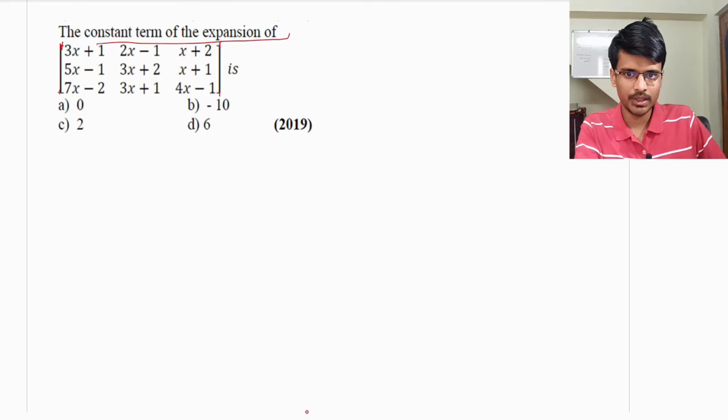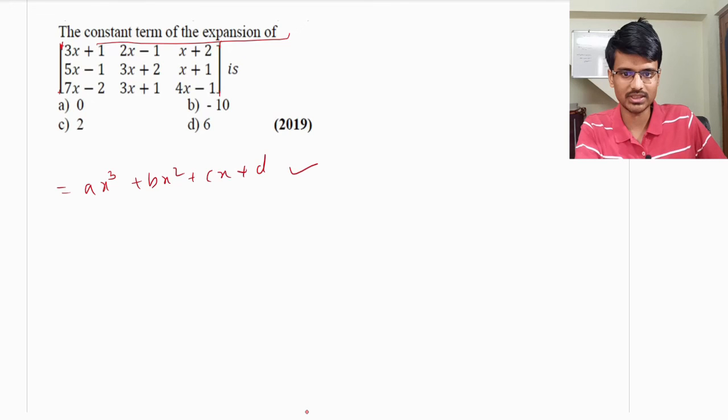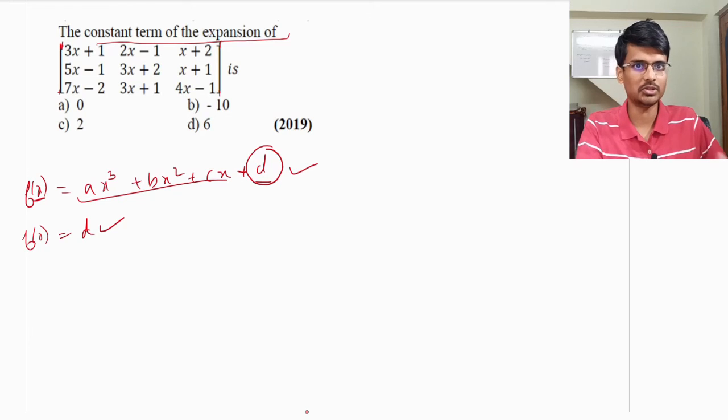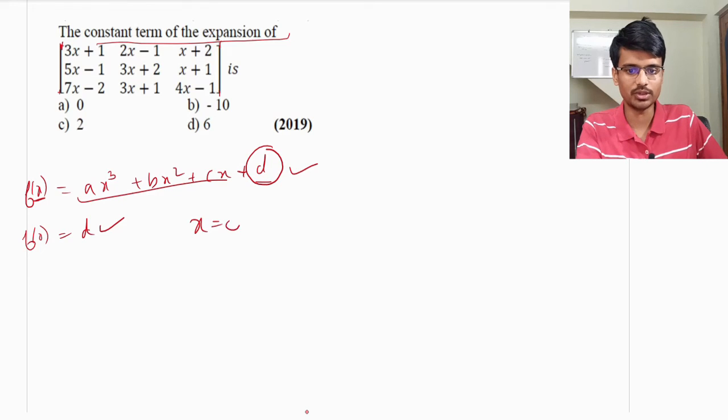So here, if we evaluate this determinant, we'll get something like ax cube plus bx square plus cx plus d. Okay, we'll get it in this form. They are asking for the constant term d. So for what value of x will I get d? If I put x equal to 0, all these will become 0. I'll get only d, directly my constant term. So the smarter way to solve this would be to put x equal to 0.